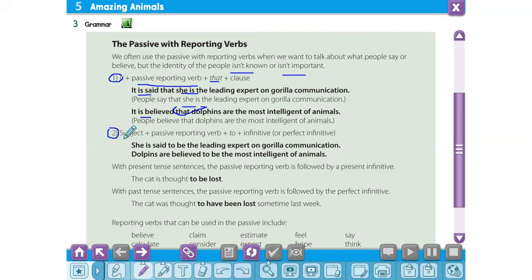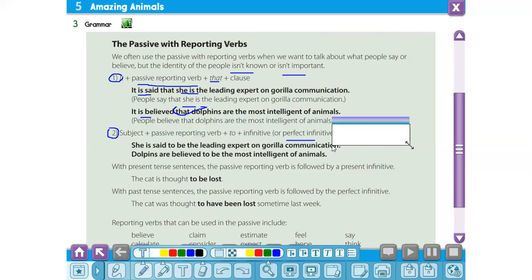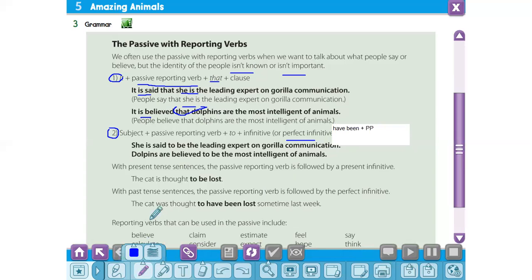The next form is subject plus passive reporting verb plus to plus infinitive, or to plus perfect infinitive. Write this note, please. Present infinitive. Perfect infinitive form is to have been plus past participle. For example, she is said to be the leading expert on gorilla communication. Here we use the subject and the passive reporting verb is said to plus infinitive.